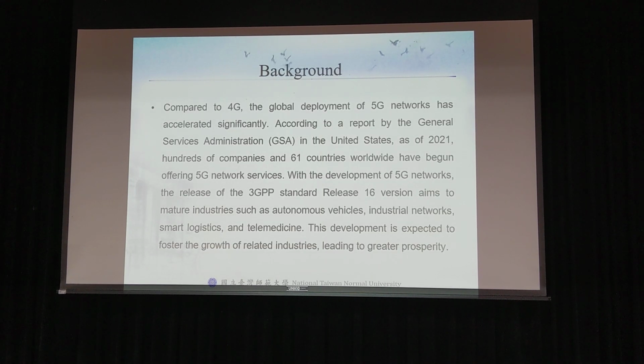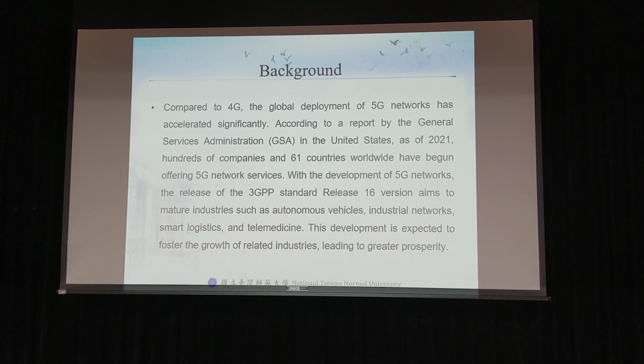And now we'll talk about our background. Compared to 4G, the global deployment of the 5G network has several significant advantages. According to the report by the General Services Administration in the United States as of 2021, 100 companies and 61 countries worldwide have begun to use the 5G network service.